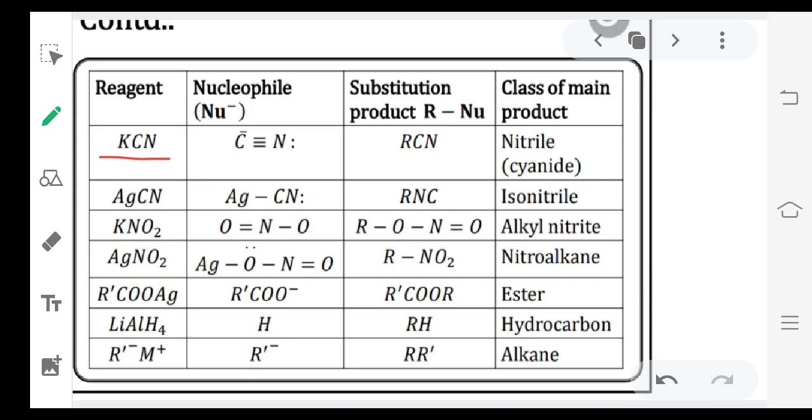Similarly, if you use the KCN reagent, CN minus is the nucleophile, and we will get RCN, that is nitrile or cyanide. If you use AgCN, you will get isonitrile, RNC. So similarly, if you use these reagents, you will get the corresponding products.